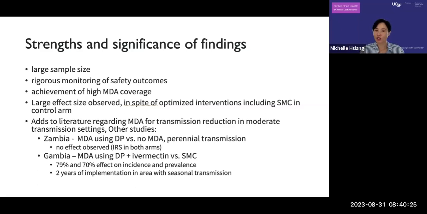But in the Gambia, which sits within Senegal, they did a similar trial with DP, and they used ivermectin, which is a different drug than primaquine, but it also has a transmission-reducing effect. And they saw a bigger effect than we did, 79 and 70%. And they did 2 years. They had the funding to do 2 years. So we're thinking that our trial with the Gambia trial could inform a new recommendation that it's okay to do this in a moderate transmission setting to rapidly decrease transmission where you have seasonal malaria.